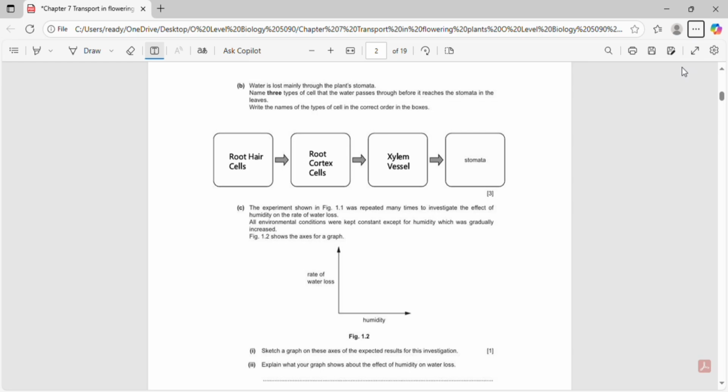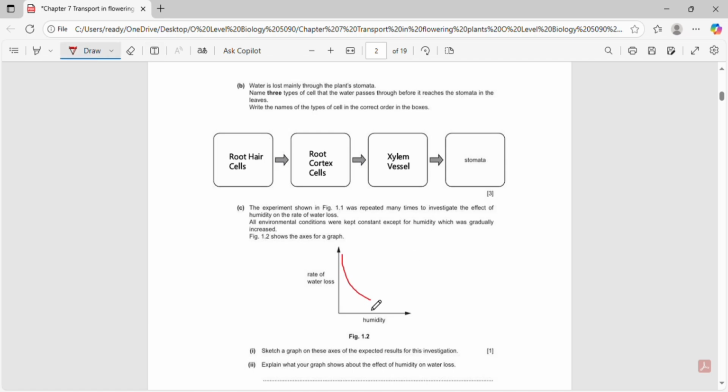Now, the next question says, the experiment shown in figure 1.1 was repeated many times to investigate the effect of humidity on the rate of water loss. All experimental conditions were kept constant except for humidity which was gradually increased. It has given the axes for a graph. Here, the y-axis is the rate of water loss, and the x-axis is humidity. The task is to sketch a graph on these axes of the expected results for this investigation. So how should the graph look?